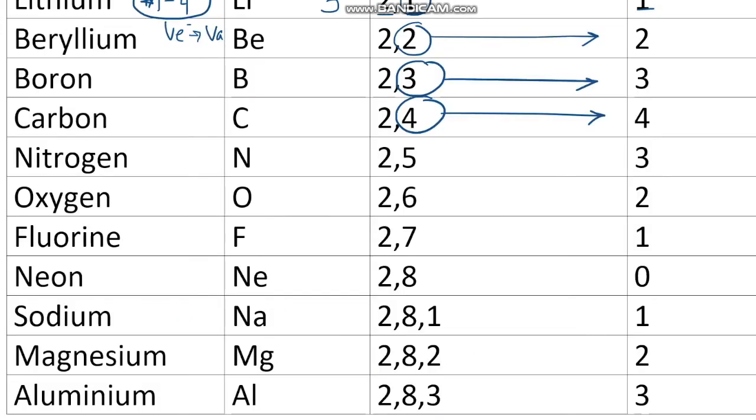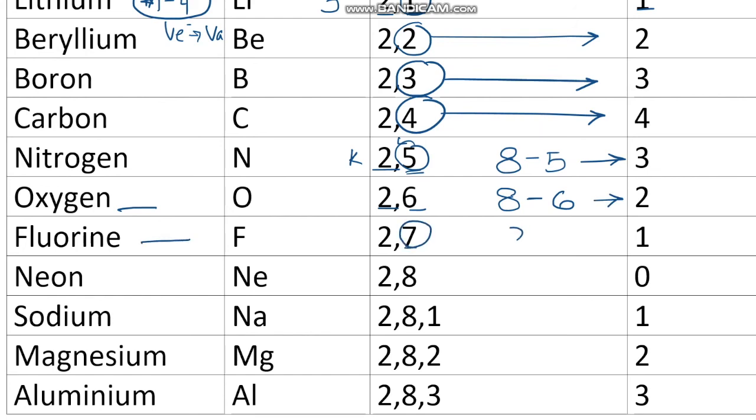What does it mean? As you can see, for nitrogen, the K shell has 2 electrons. The L shell has 5 electrons. The rule was 8 minus valence electrons, that is 3. For oxygen, 2 and 6, what does the rule say? 8 minus valence electrons, that is 2. Fluorine, 7, the rule says 8 minus 7 equals 1. Lovely rule once again, 8 minus 8 is equal to 0 for neon.